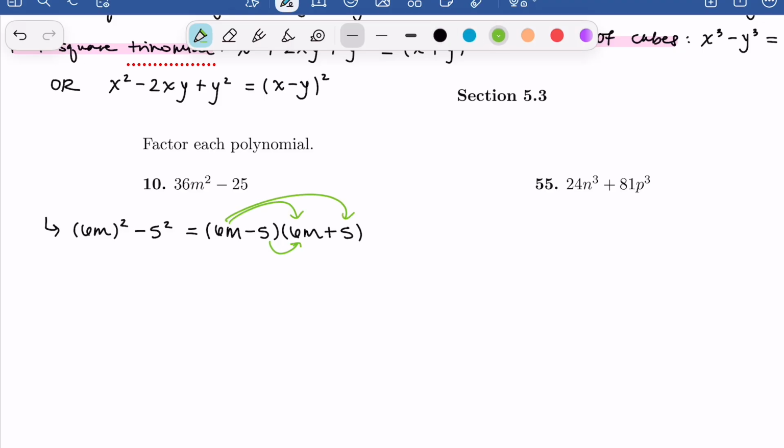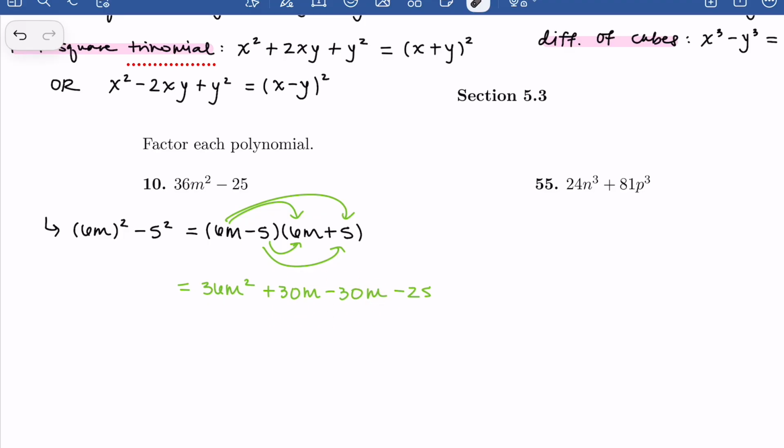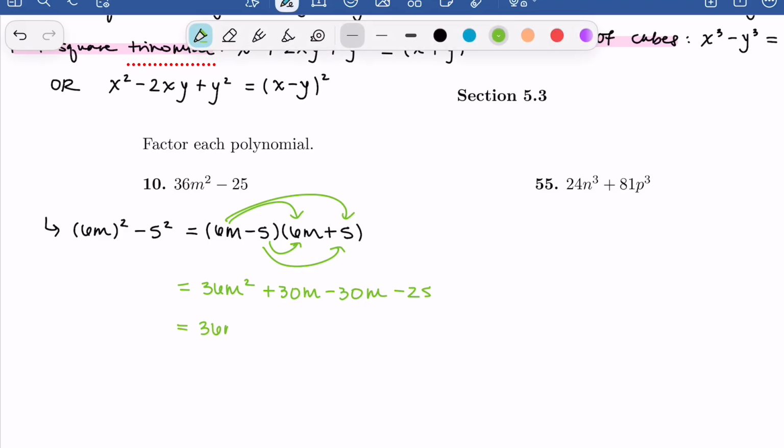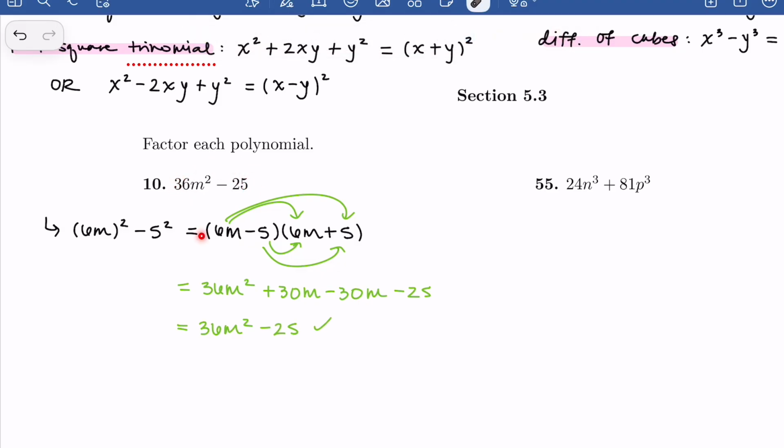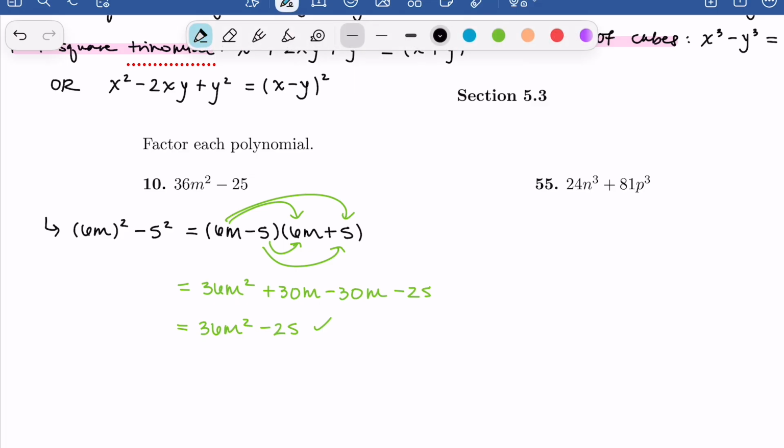And again, we can always check our work by FOILing. If I were to FOIL these terms here, let's see what we end up with. We're going to get 6m times 6m, which is 36m squared. Then we're going to have 6m times 5, that's going to give us 30m. Then we have minus 5 times 6m, so we're going to have a minus 30m, and then minus 5 times positive 5 will give us a negative 25. So notice these terms are going to cancel each other out, and we're just going to end up with 36m squared minus 25, which is the polynomial that we started with. So we know that this is the factored form of our original polynomial.